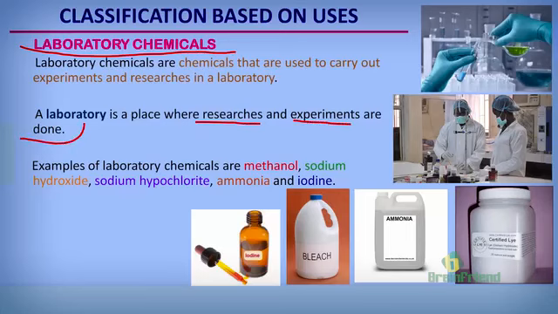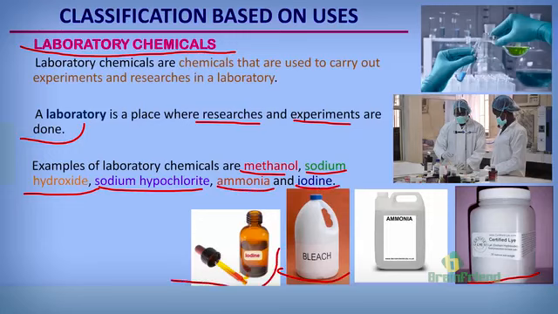In the laboratory, scientists or people go there to carry out researches and experiments, and they do this using laboratory chemicals. Examples of laboratory chemicals are methanol, sodium hydroxide. Sodium hydroxide is also called lye. Sodium hypochlorite, which is commonly called bleach, is also used in the laboratory. Ammonia and iodine. All of these are used in the laboratory to carry out different experiments and researches.